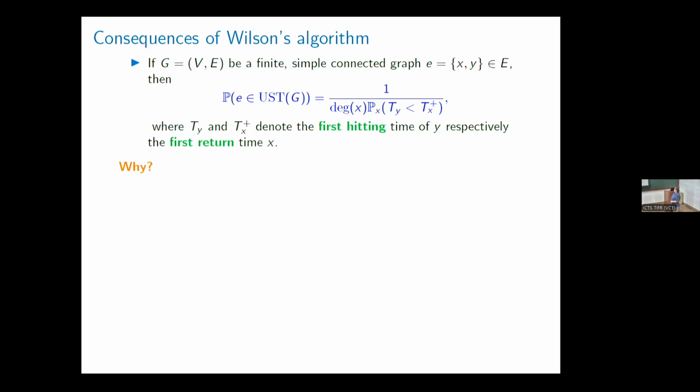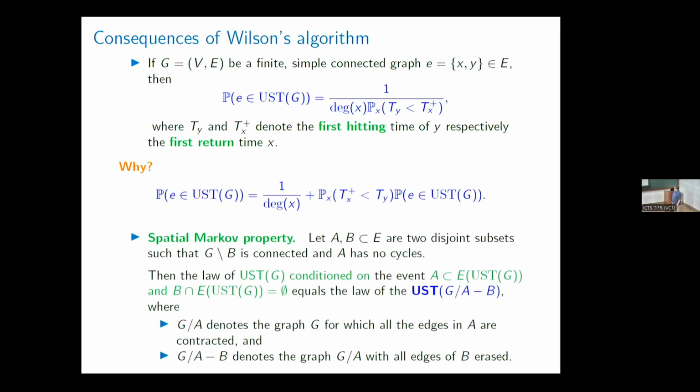This is 1 over the degree of X times the probability that, if you start your random walk on X, you see the other end of the edge before you actually return to X. And that's something you can see very easily from Wilson's algorithm, because you just wait until, I think, what might happen is that you go from X to Y, but then you close a loop and you take the edge away.